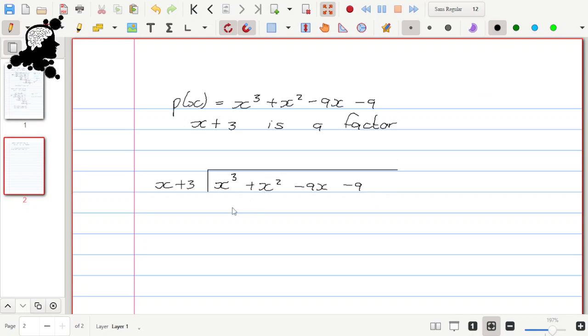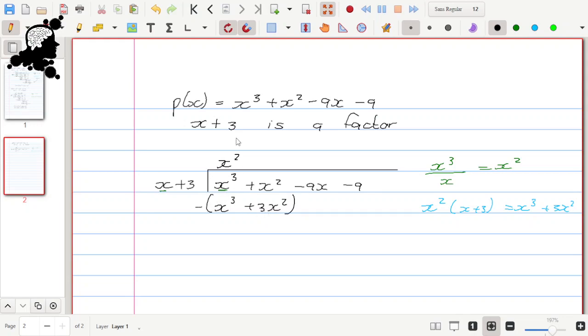Let's get started. We take the first term of our cubic expression divided by the first term of our factor. So x cubed divided by x, this is going to give us x squared. Once again, we put the x squared up there. Then we multiply this x squared by our factor. So x squared into x plus 3. This is going to give us x cubed plus 3x squared. We write the x cubed plus 3x squared right underneath our cubic expression.